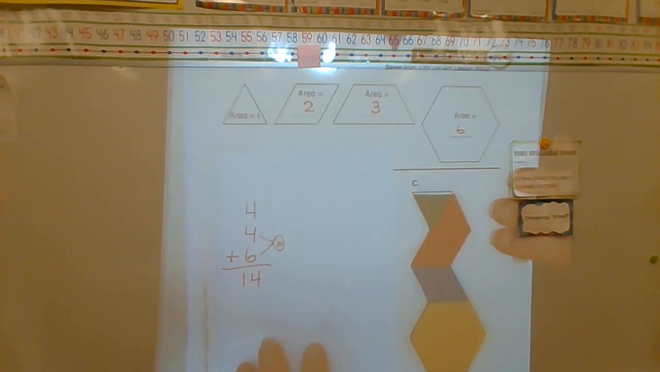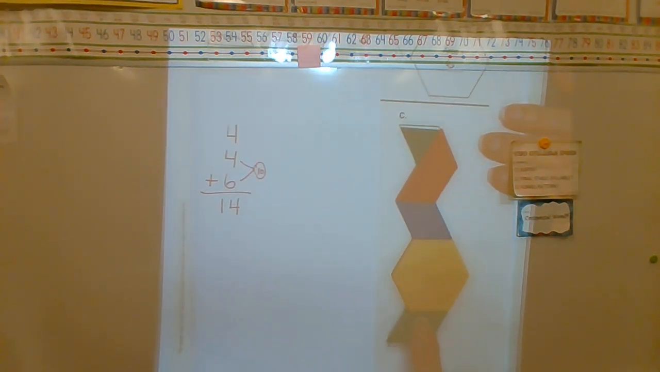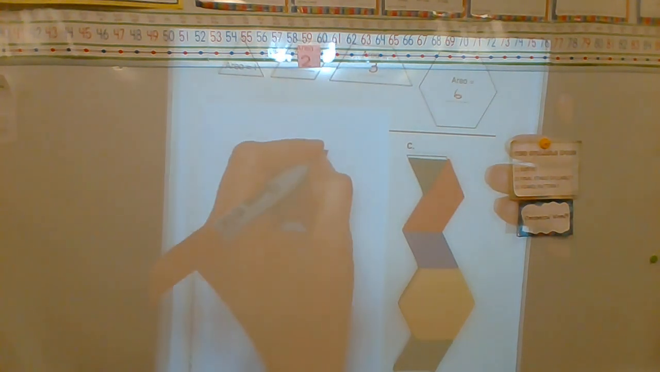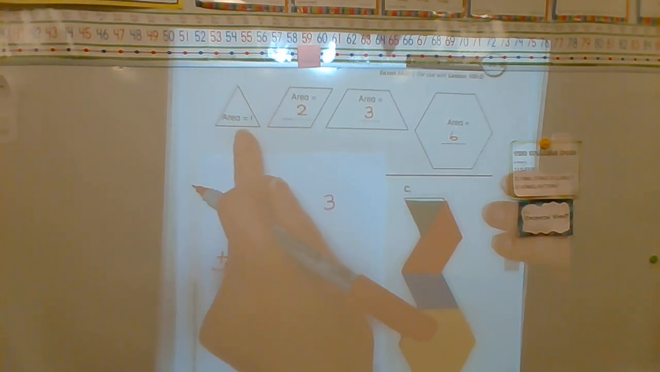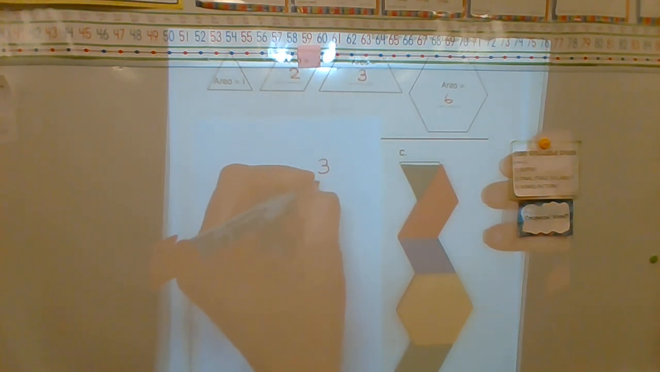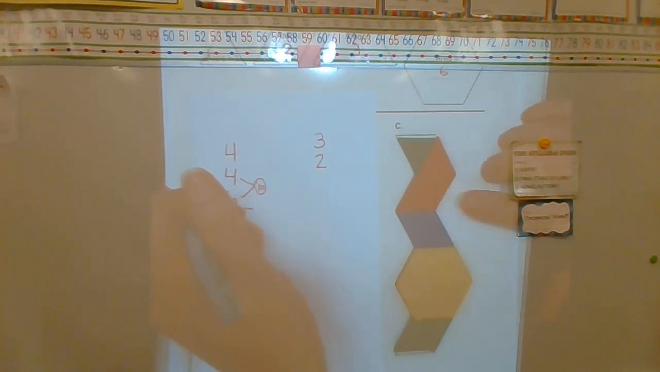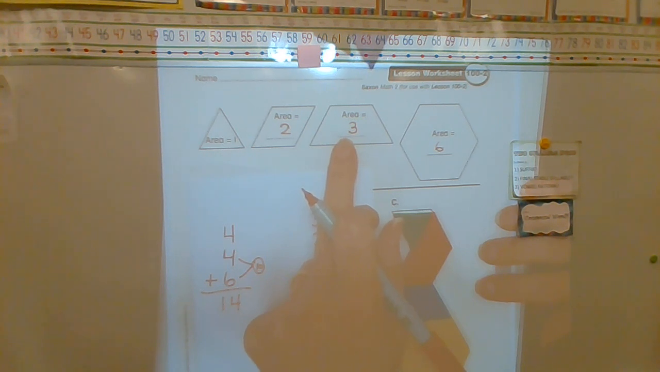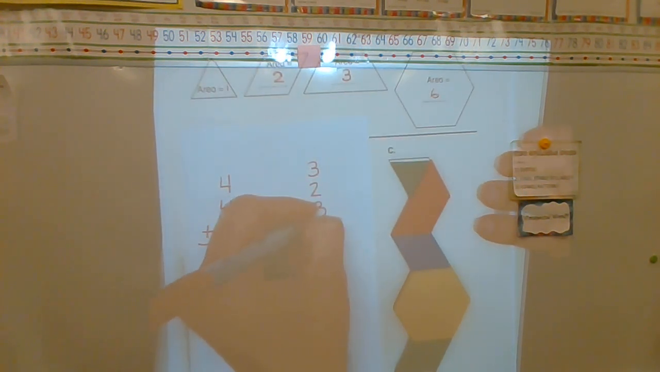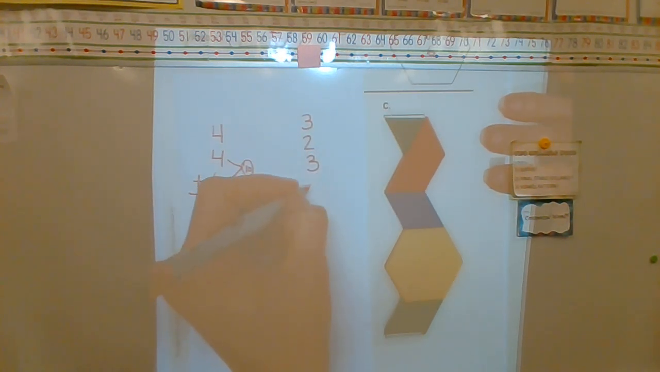Let's start again with our triangle. How many triangles did I use? 1, 2, 3. I used 3 triangles, and each one is worth 1. How many blue parallelograms did I use? That's right, 1 worth 2. And how many red trapezoids? 1. How much is a trapezoid worth? 3. And this time I did use 1 hexagon. What's a hexagon's area? 6.